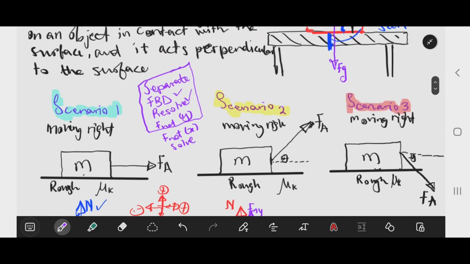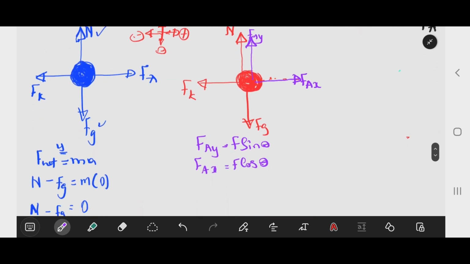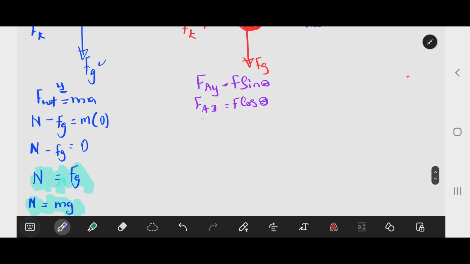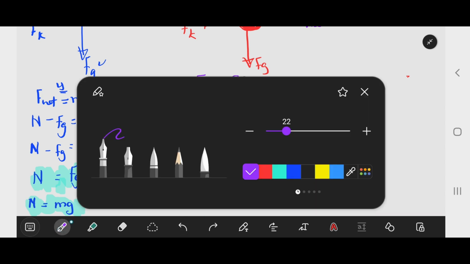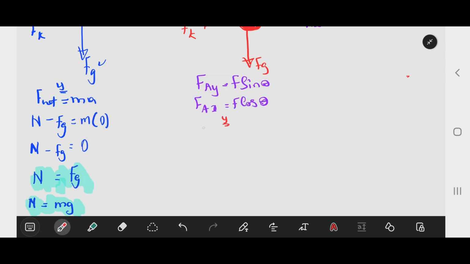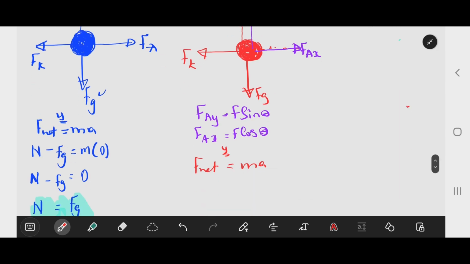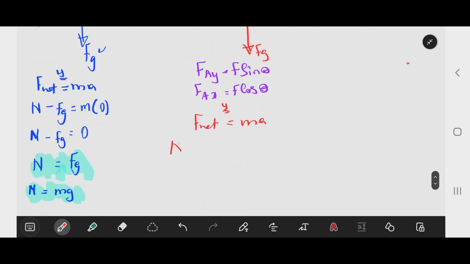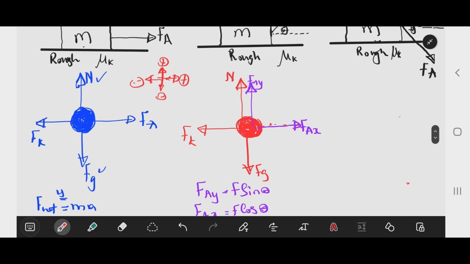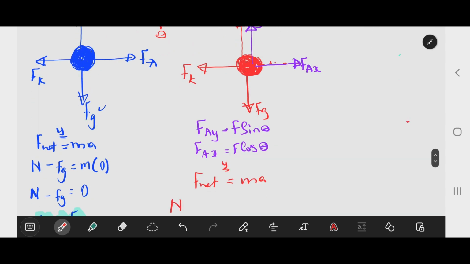So the next step after resolving, we have F net in the y-axis so that we can get our normal force, right? So F net in the y-axis, that would be F net equals ma. And how many forces do we have acting now on the y-axis? From our resolved free body diagram, we can see that we have Fg, we have Fa y, and we have the normal force, which means we have 3 forces, right? So we have normal force, which is positive because it is pointing upward, right? And we have Fa y, which is positive.